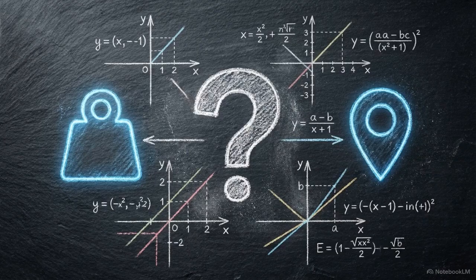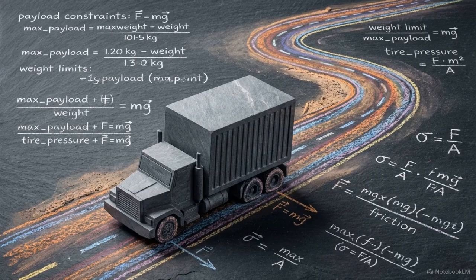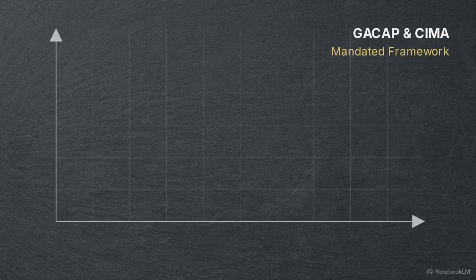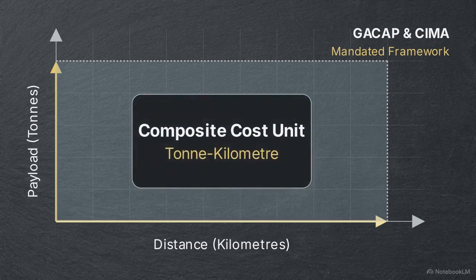Which single variable should serve as the unit? Choosing only the physical weight of the cargo ignores the fuel and time costs required to cross the distance. Choosing only the distance traveled ignores the constraints and expenses of a heavy payload. This coordinate plane illustrates the mathematical solution mandated by GACAP and CIMA. The first vector captures the physical payload of the truck, measured in tons. The second vector operates simultaneously to capture the distance of the travel duration, measured in kilometers. Together, these vectors create a new structural denominator, the composite cost unit.